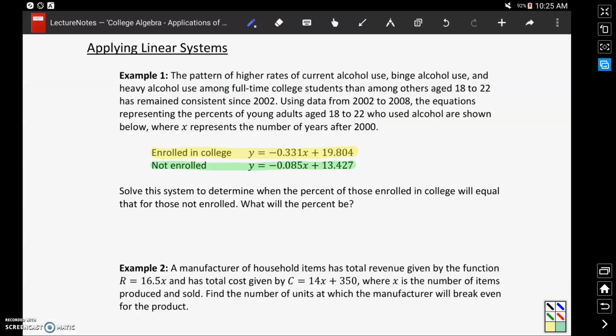What we're interested in is when the percent of these two groups will be equal. So what we want is that value for X, the year. So if our two graphs are intersecting at 25.923, comma 11.224, that tells us that the year in which those percents will be equal will be this 25.923, which represents years after 2000. So in approximately the year 2026, the percentages will be equal.